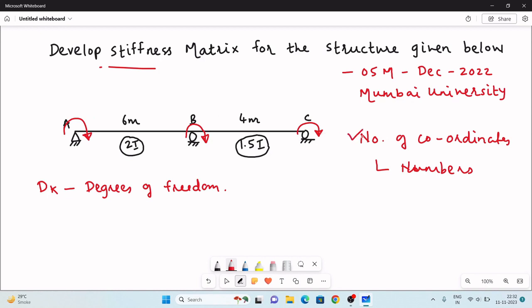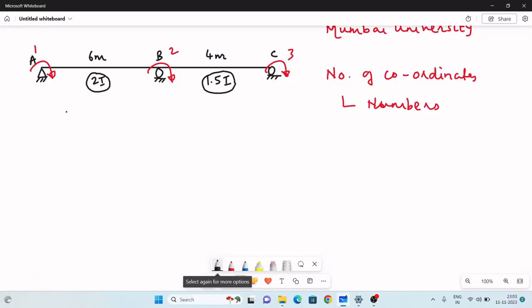So first we have to define the number of coordinates. If the coordinates are not given, then we have to number the coordinates. So I will number like this: coordinate number 1, coordinate number 2, and coordinate number 3. After assigning the coordinates, we have to apply unit rotation at all the coordinates, and then we need to find the forces in all the coordinates.